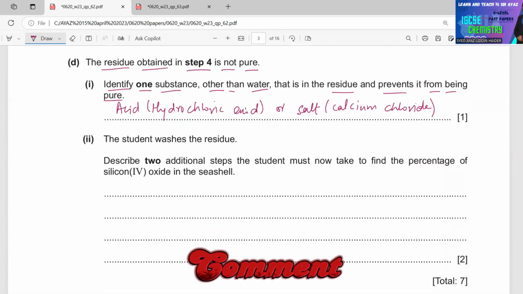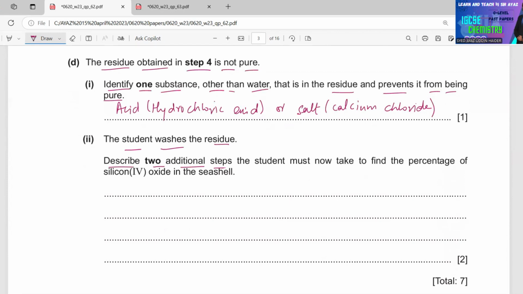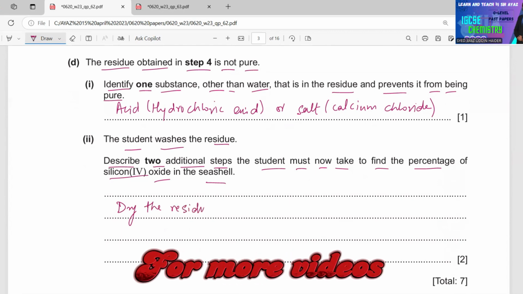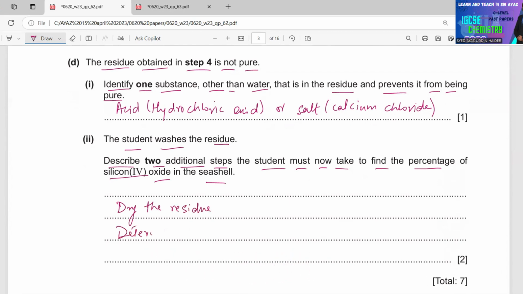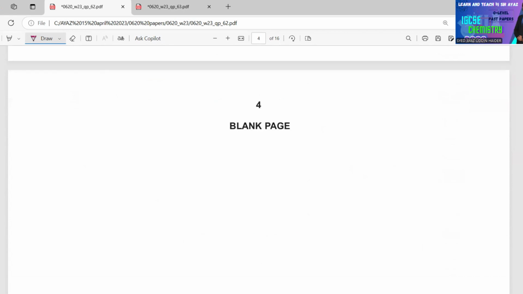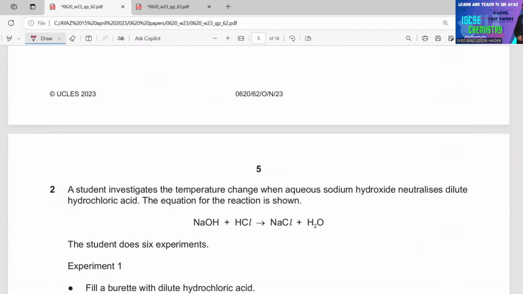Part 2. The student washes the residue. Describe 2 additional steps the student must now take to find the percentage of silicon 4 oxide in the seashell. The student has to dry the residue and then determine the mass of the residue. Okay, moving to the next question.